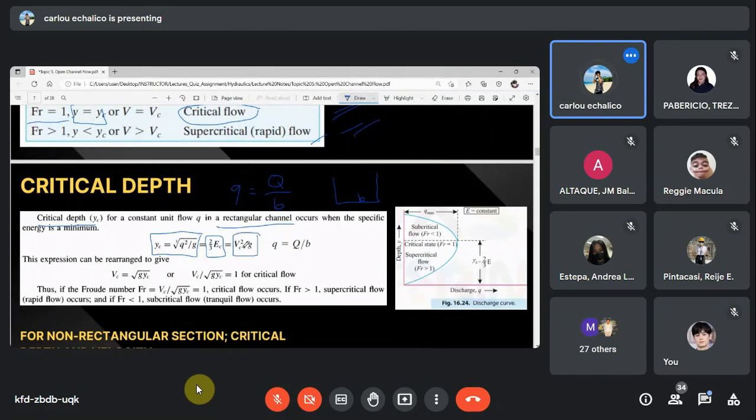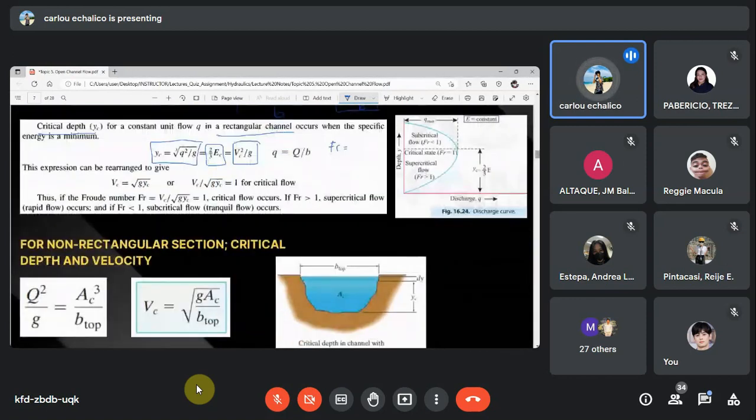And so, our Froude number is equal to V over the square root of gy. Right? If the flow is critical, then the Froude number is 1. So therefore, the velocity is just the square root of gy. Do you get it? Okay.